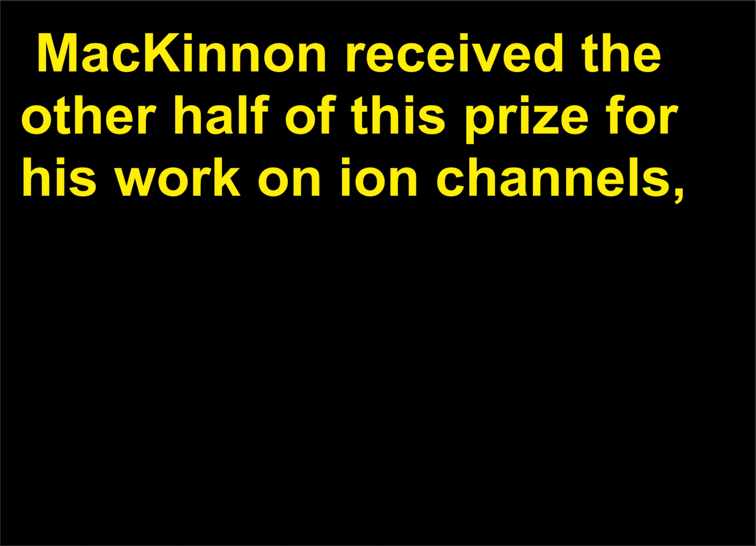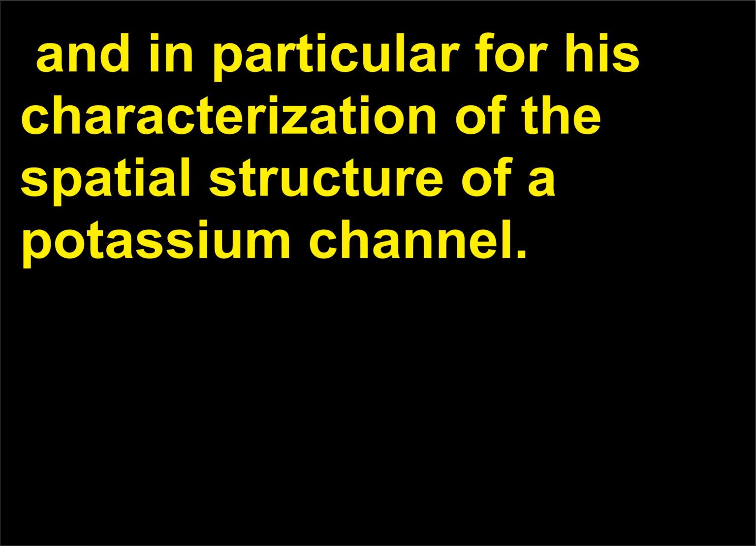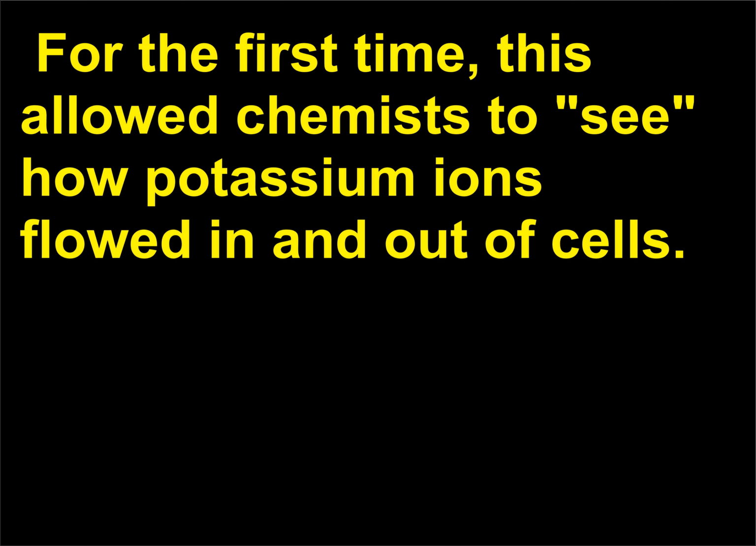MacKinnon received the other half of this prize for his work on ion channels, and in particular for his characterization of the spatial structure of a potassium channel. For the first time, this allowed chemists to see how potassium ions flowed in and out of cells.